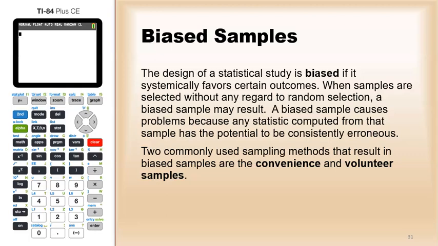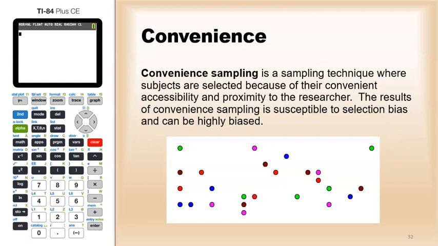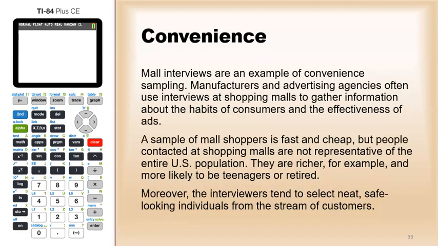Two commonly used sampling methods that result in biased samples are convenience and volunteer samples. In a convenience sample, you're just picking the easiest ones. So you're picking the ones that are closest or easiest to sample. The results of convenience sampling are susceptible to selection bias and can be highly biased. So you just take whoever's closest. Mall interviews are an example of convenience sampling.